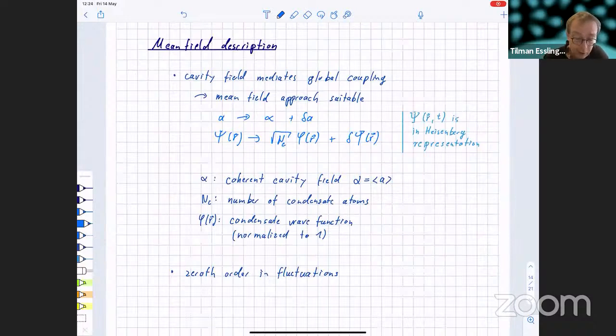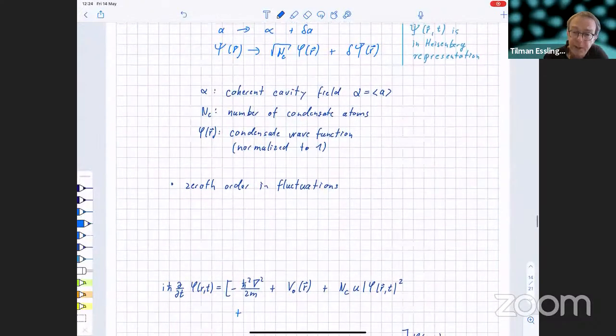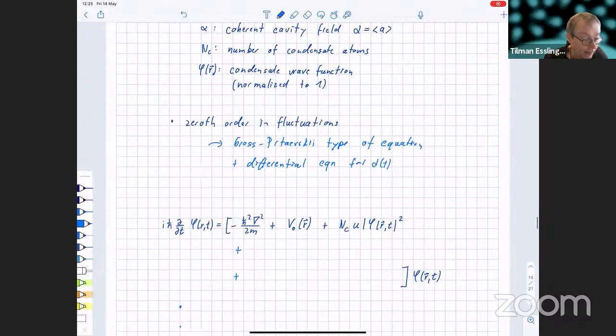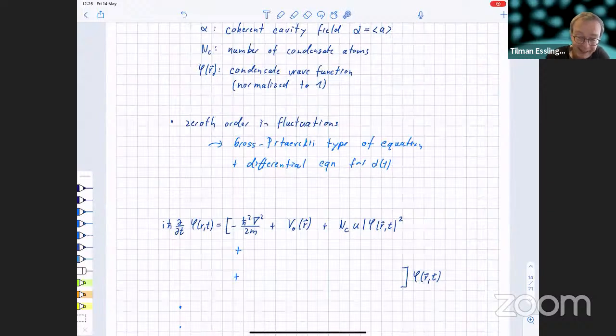And okay, the terms are described here. And then we can wonder rather generally, what will we get? We should get something like a Gross-Pitaevskii equation plus an equation for the field. So what we should get is a Gross-Pitaevskii type of equation plus a differential equation for alpha of t. And here we have our Gross-Pitaevskii equation.